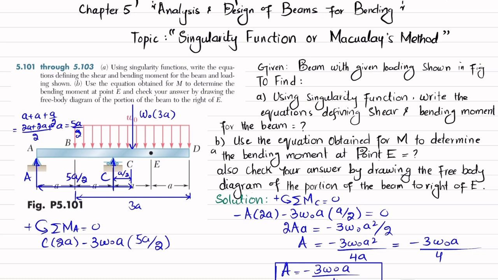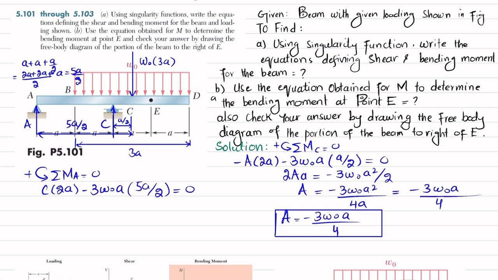Now the sum of all moments about point A is equal to 0. So I need C. So 2A times C is equal to 3 into 5, which is 15. So I can write minus 15 plus 15 into W naught A squared over 2. From this we will get C equal to 15 W naught A squared over 4A.